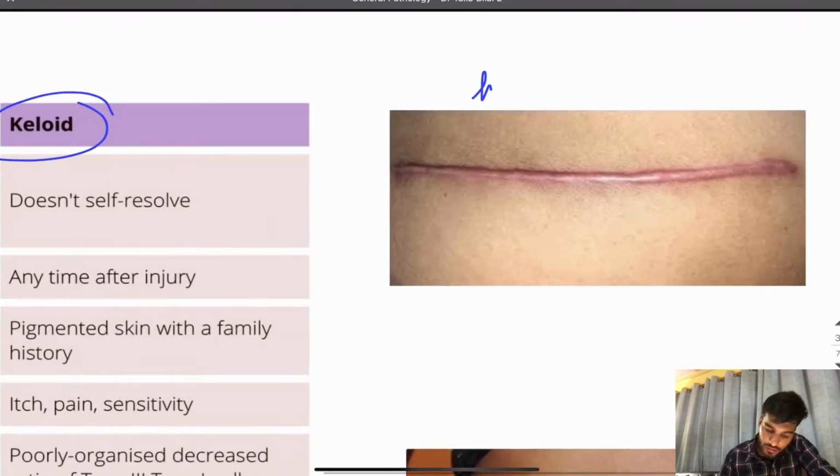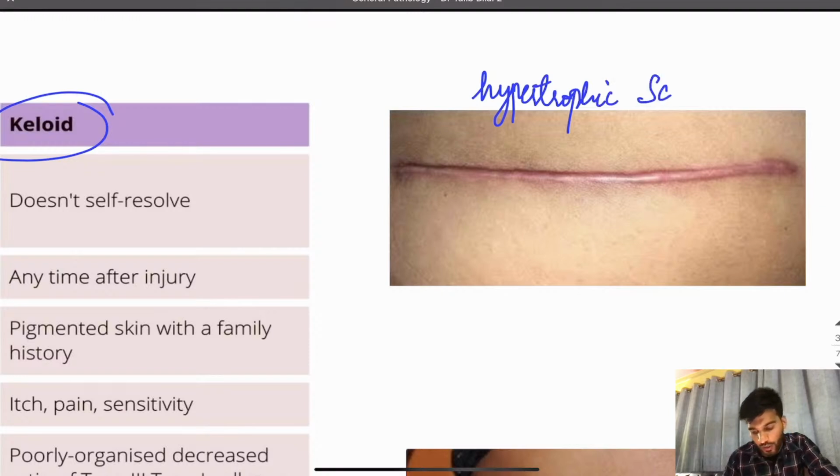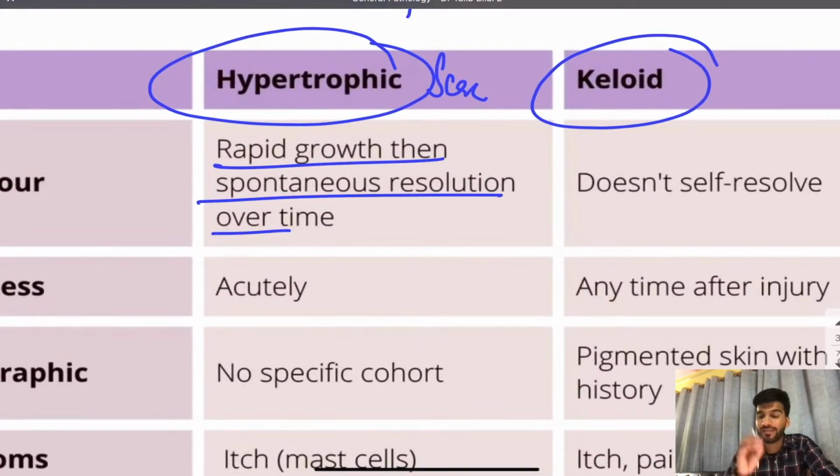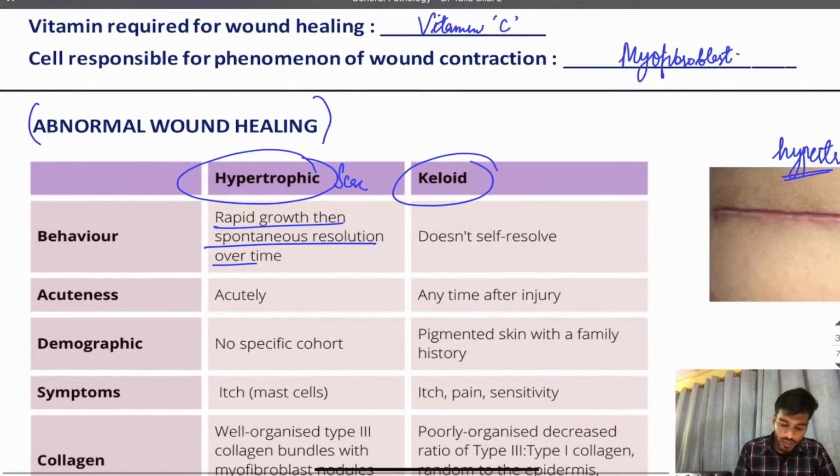Now first one guys, which is hypertrophic scar. What are the features of this hypertrophic scar? Remember guys, it's a rapid growth, then there is spontaneous resolution after some time. First it will grow faster, but then there will be a decrease in the growth after time. It will be acute guys. There is no specific cause. It is not seen with family history or pigmented skin, while keloid has a history of pigmented skin.